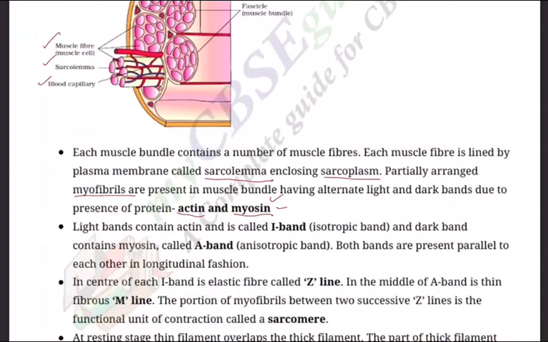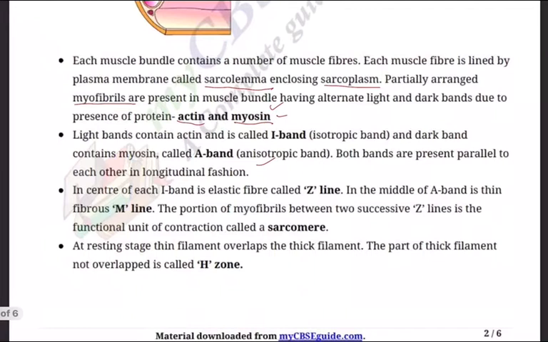So light bands contain actin and are called I band. Why I band? Isotropic band. And the dark band contains, as I said just now, myosin, called A band, an anisotropic band. Both strands are present parallel to each other in longitudinal fashion. Recollect the diagrams that you have drawn.